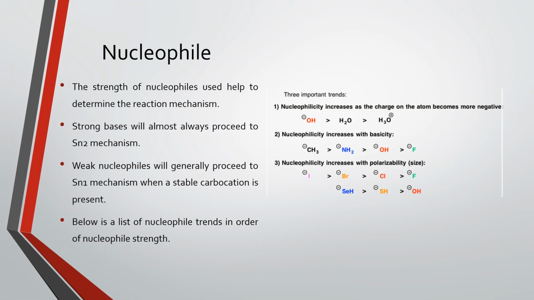Now, nucleophiles are the big factor for SN2 and SN1 reactions. The strength of the nucleophile used helps to determine the reaction mechanism. Strong nucleophiles will almost always proceed by the SN2 mechanism, and weak nucleophiles will generally proceed by the SN1 mechanism when a stable carbocation is present. Below is a list of nucleophiles arranged in order of nucleophilic strength.